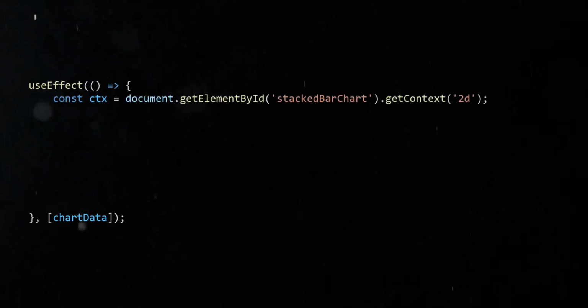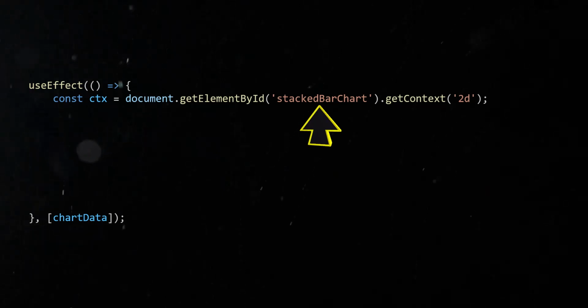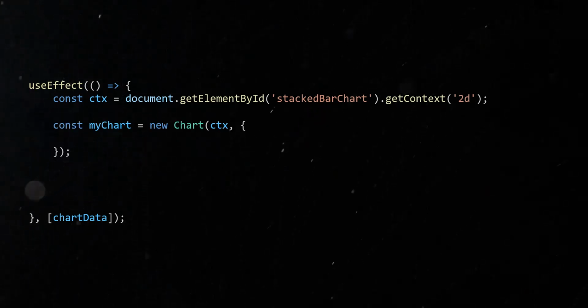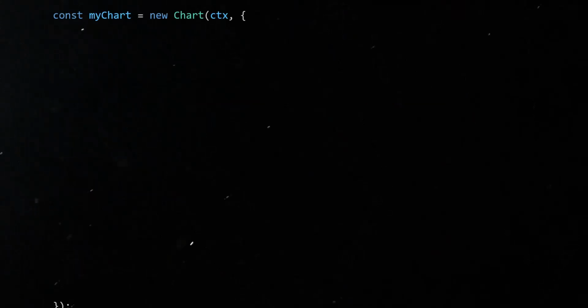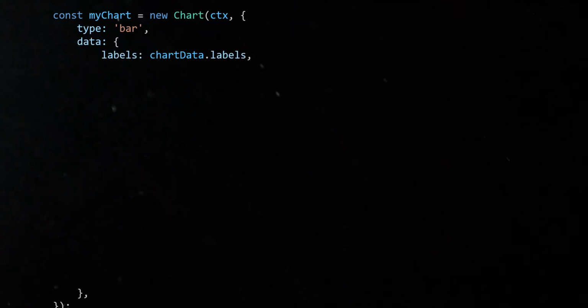Here, we are going to get the ID of our canvas and set it to a ctx const. Then we create a new instance of our chart, and if any old instance is available, we destroy it. Inside our myChart instance, we set the type to bar and the data object. Inside the data object of myChart, we set the labels to chartData.label.